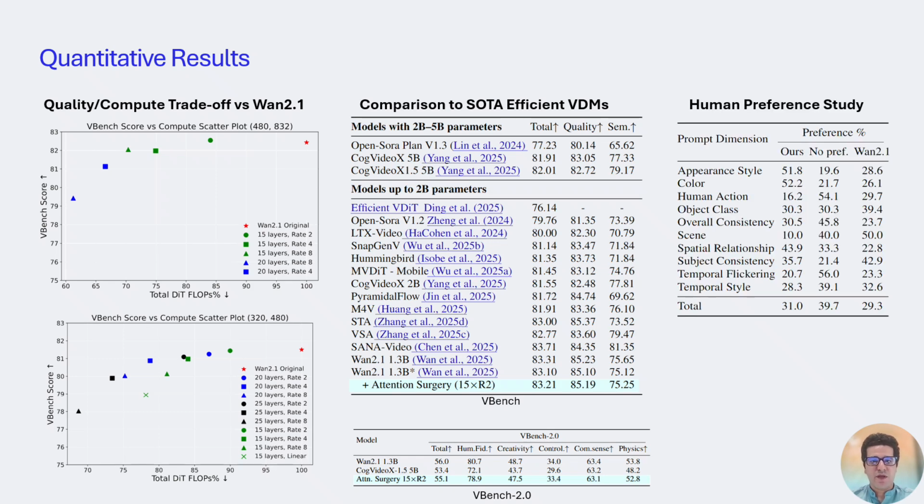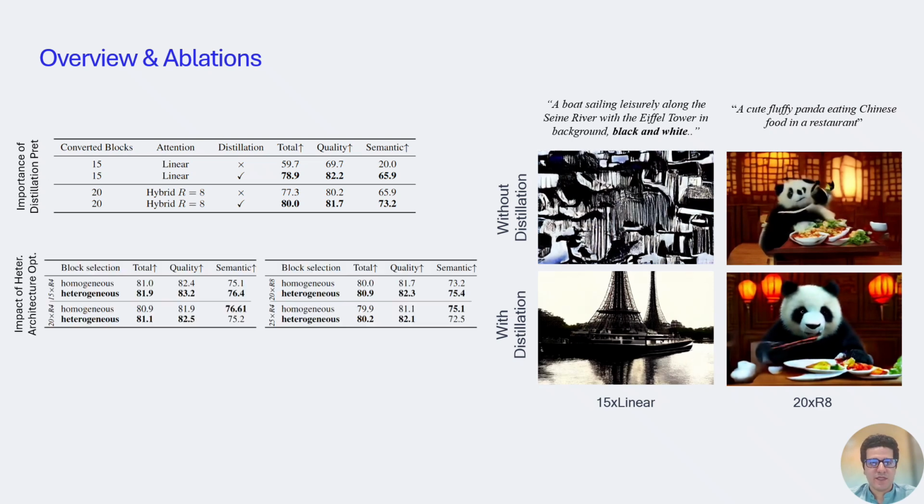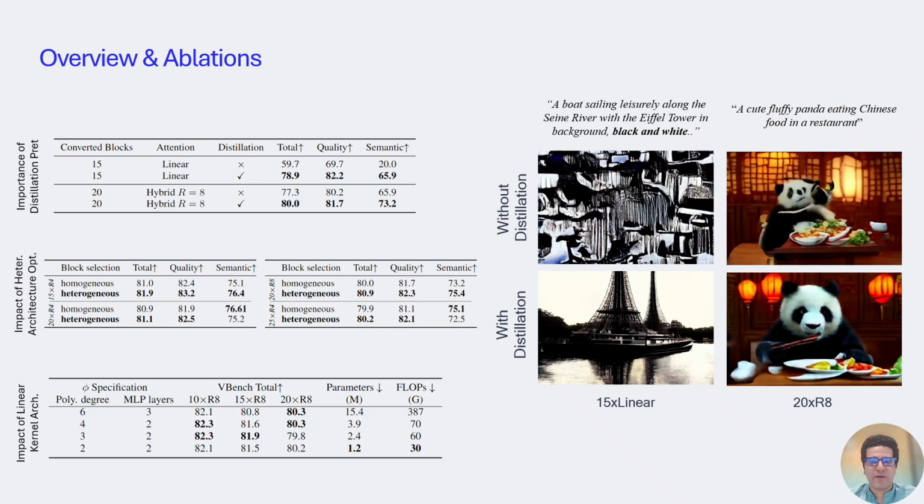Furthermore, a method-blinded human preference study with more than 500 paired comparisons showed that in 70% of the cases, our results are visually equal or better than the baseline Wan model. Ablation studies demonstrate the effectiveness of our various design choices, including the blockwise distillation pre-training in our training recipe, the heterogeneous hybrid architecture optimization, and explore the space of linear attention phi projection architecture.